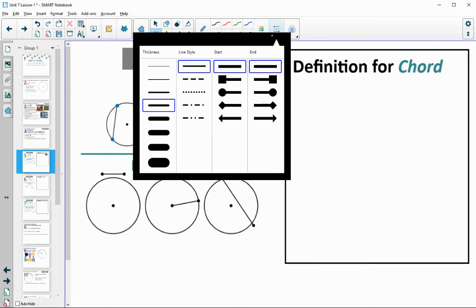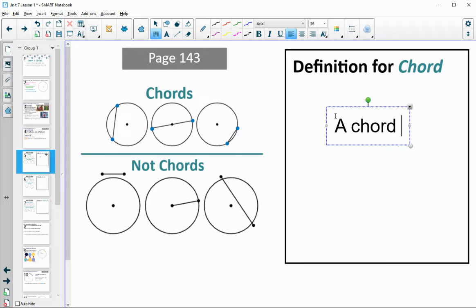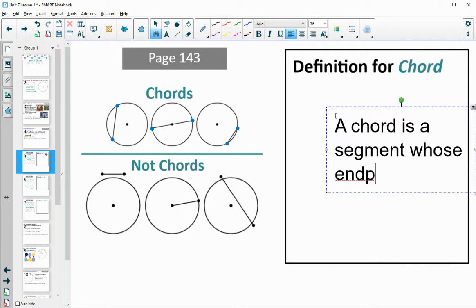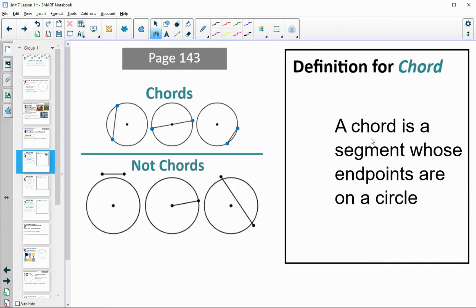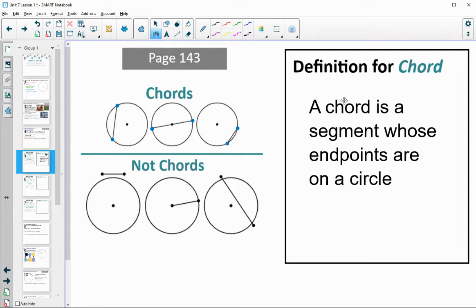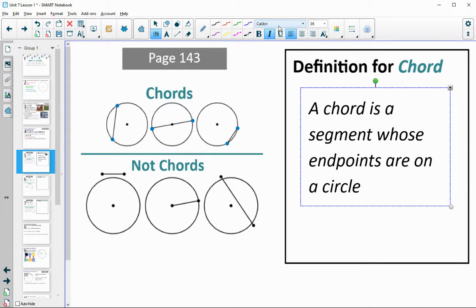So for our definition of chord, you should have something similar to this. So a chord is a segment whose endpoints are on a circle. Okay, could have said something like that. Maybe you said a chord starts and stops on the circle. Okay, could have said something like that.